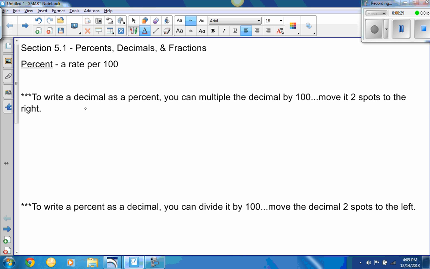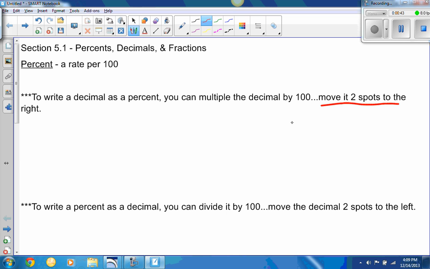So if I wanted to, right here, write a decimal as a percent, it says you can multiply the decimal by 100. And an easier way to say that is just to very simply move the decimal 2 spots to the right. So if my decimal was 0.759, you take it from wherever it's at, move it 2 to the right, so it would be 75.9%.